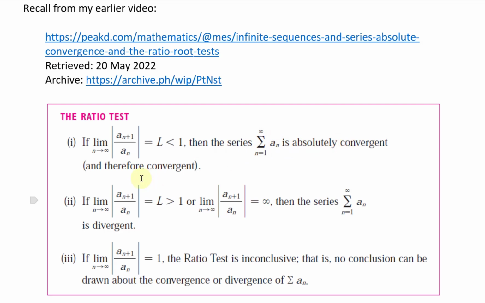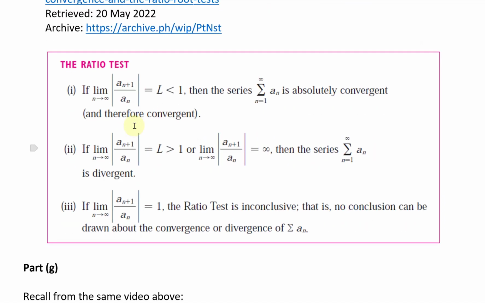That's the absolute convergence theorem. And if L is greater than 1, so that if the limit as n approaches infinity of the absolute value of a_(n+1) divided by a_n is equal to L greater than 1, or the limit as n approaches infinity of a_(n+1) divided by a_n is equal to infinity, so both of them are still going to be greater than 1, then the series, the summation from n equals 1 to infinity of a_n is divergent.